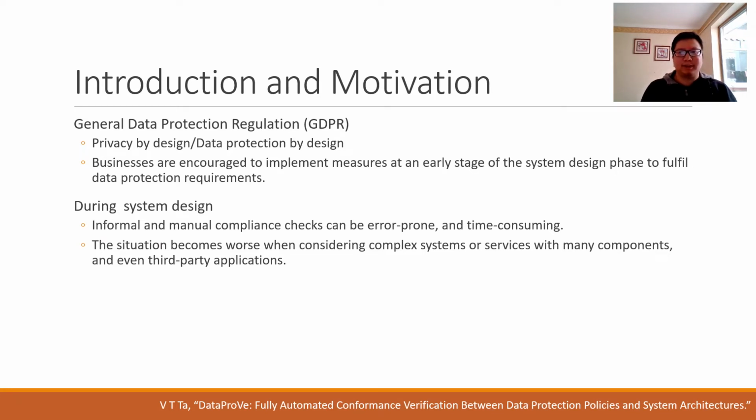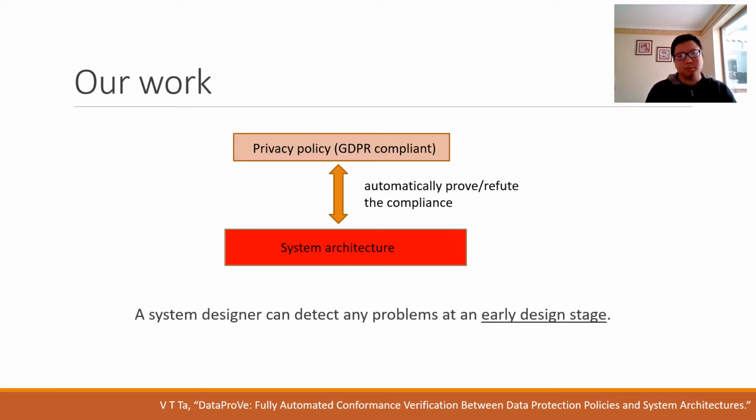Motivation behind this work is that during system design, informal and manual conformance checks can be error-prone and time-consuming, especially if the system is large with a huge number of components, which may also include third-party applications. To address this, we propose a framework in which a specified system architecture can be verified against a specified privacy or data protection policy. This aims to have system designers detect any flaws at an early stage.